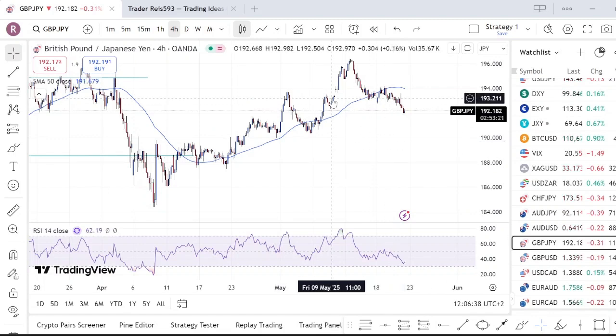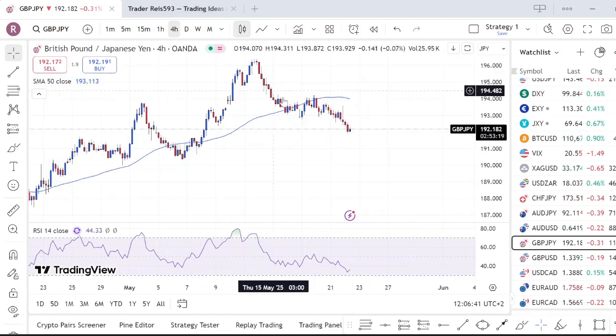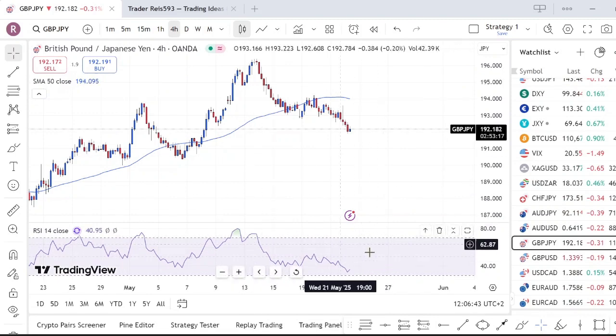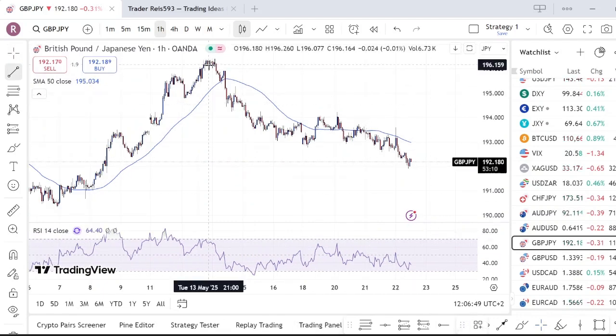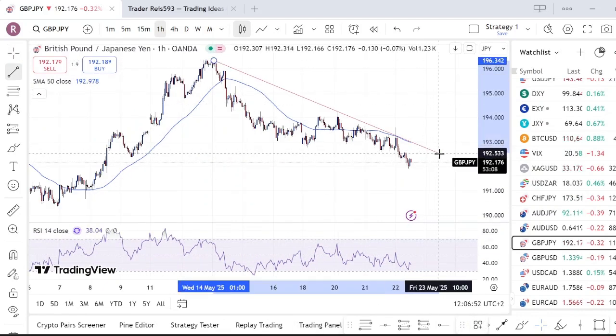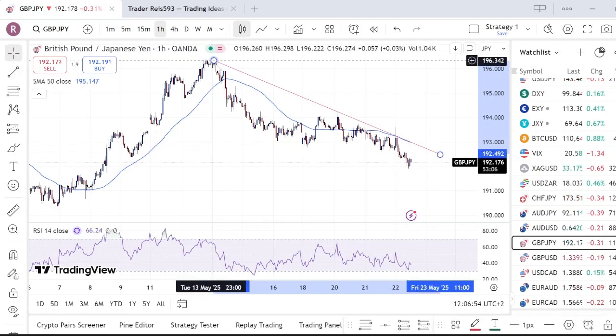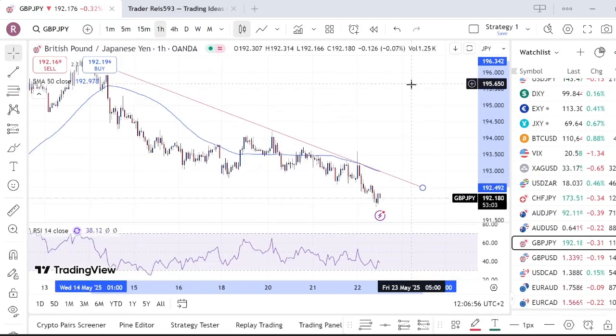GBP/JPY, clearly in a bearish move. We're trading below the 50 SMA. We're trading in the bearish region of the RSI. Let's go into the 1 hour and see what we can see. Well, we have a bearish resistance trend line here, and we have 3-point touches. 1, 2, 3. So it's clearly a validated trend.